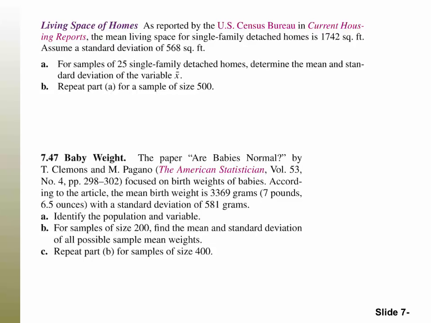A report by the U.S. Census Bureau said the mean living space for single-family detached homes was 1742 square feet. And they're saying assume a standard deviation of 568 square feet. Okay, so this is our mu. Mu is 1742. And the population standard deviation is 568.